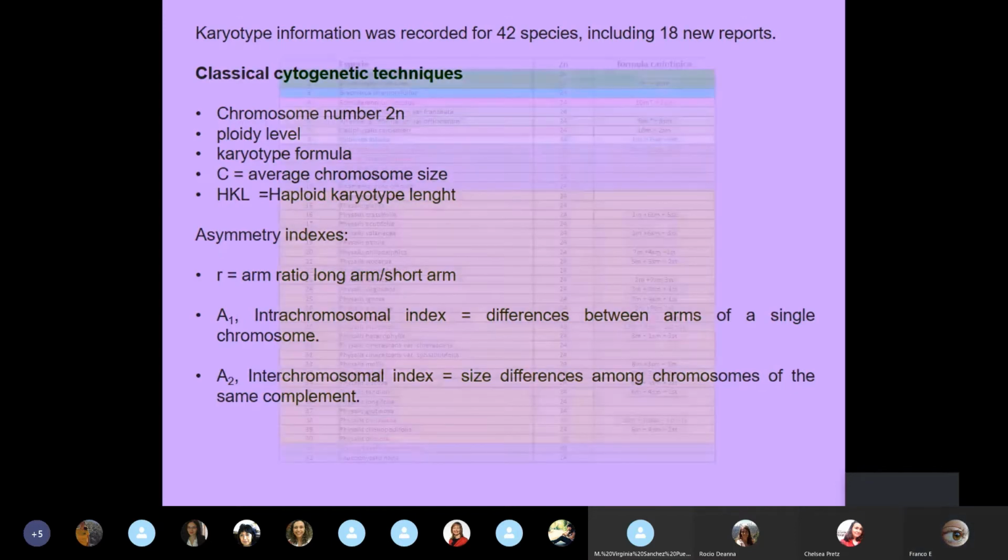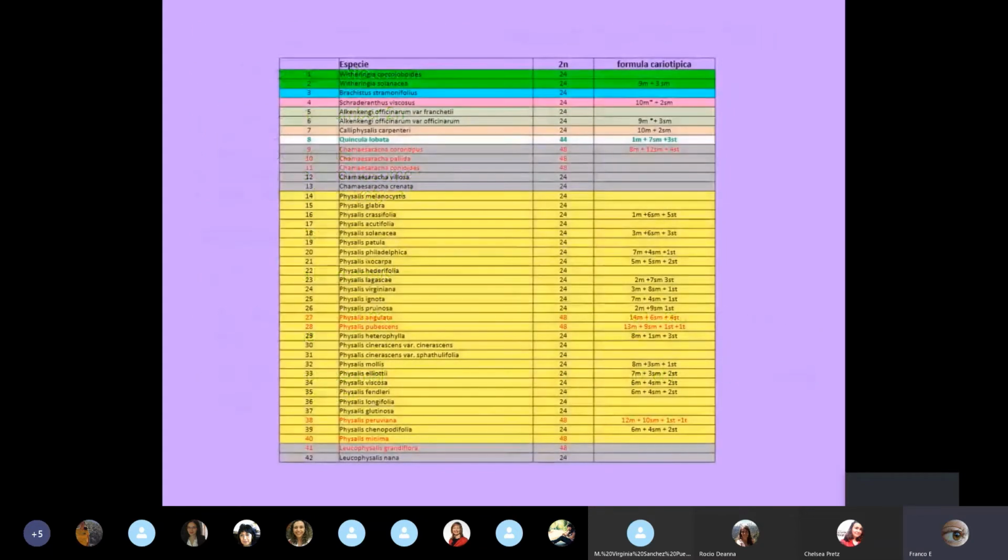This is a summary of the studied species. In yellow, we have the Physalideae species, in gray, the Chamaesaracha species, and in other colors, the rest of the species in the tribe.